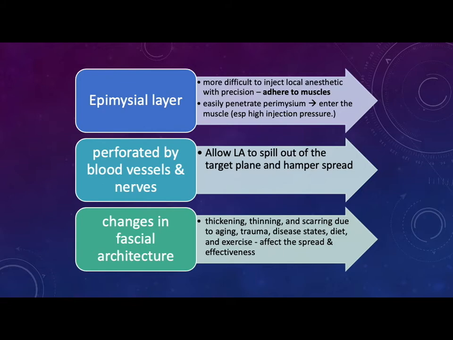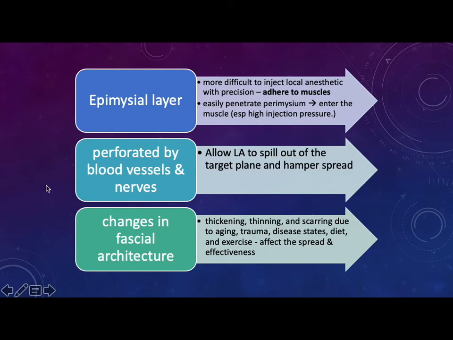Because the epimysial layer is adhered to muscle, it is more difficult to inject local anaesthetic with precision. And then the epimysial layer is very thin, so it is easily penetrated into the perimysium, which will further enter the muscle, especially during high injection pressure. However, this is only a speculation. Ultimately, how fascia thickness, structure and adherence to surrounding tissue impact the performance and efficacy of fascial plane blocks is uncertain.